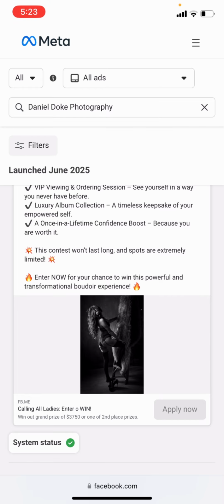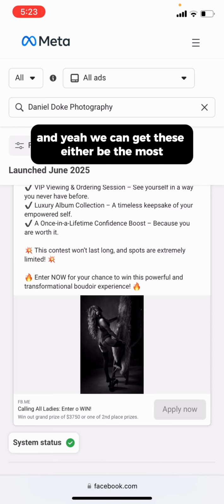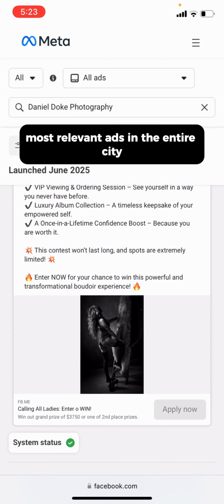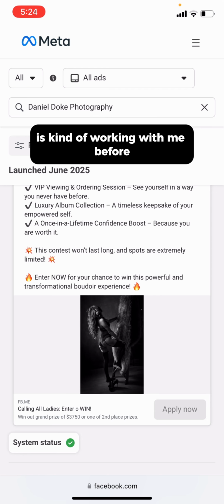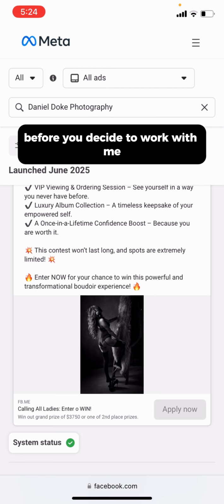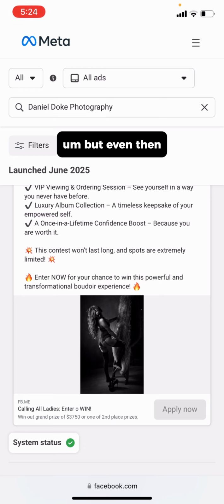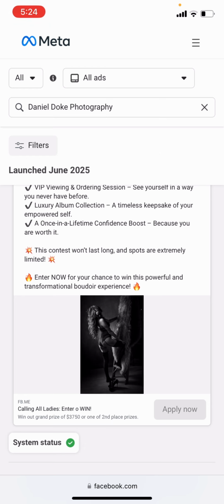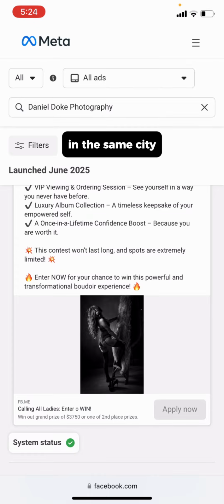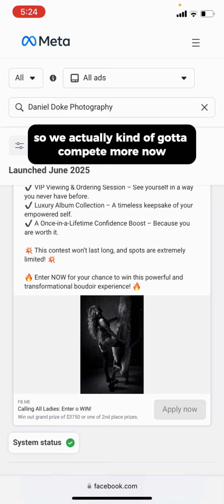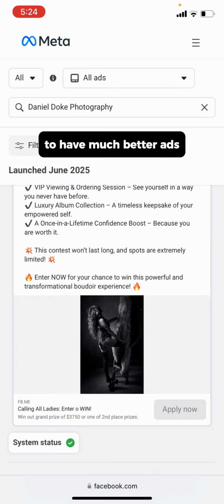So much higher value. And yeah, we can get you guaranteed the most specific, most relevant ads in the entire city, unless someone else is already working with me before you decide to work with me. But even then, now we got to compete with someone else who's working with me in the same city. So we actually kind of got to compete more now to have much better ads.